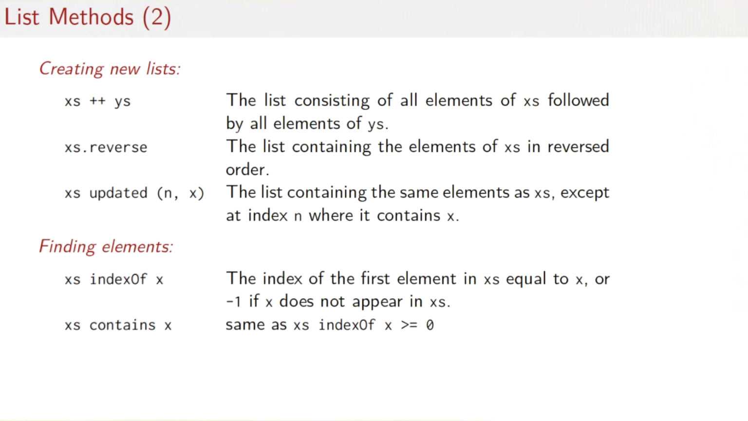Besides creating, there are also two functions for finding elements. There's indexOf, which is very much like indexOf on, let's say, a Java string. So it tries to find an element x in a list xs and would give you back the index of the first occurrence of x if it's found in the list, and -1 if x does not appear in the list. And then there's contains. So xs contains x asks whether the element x appears in the list xs at all. So it's the same as xs indexOf x greater or equal to 0.